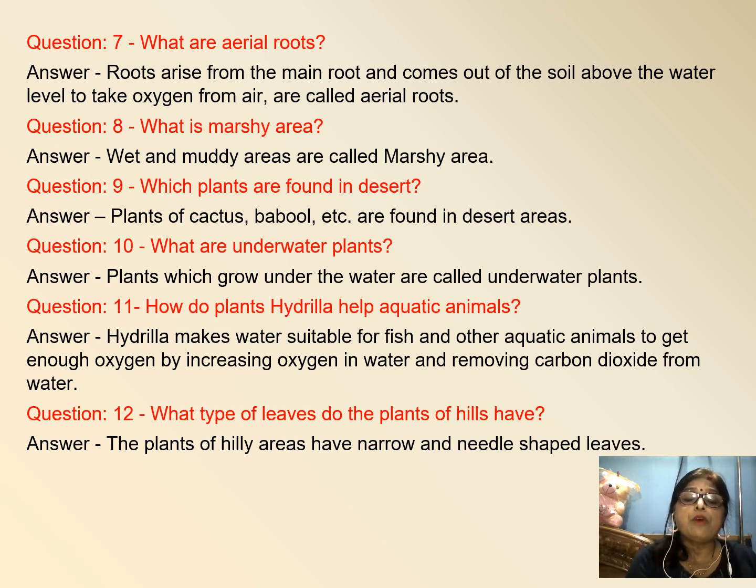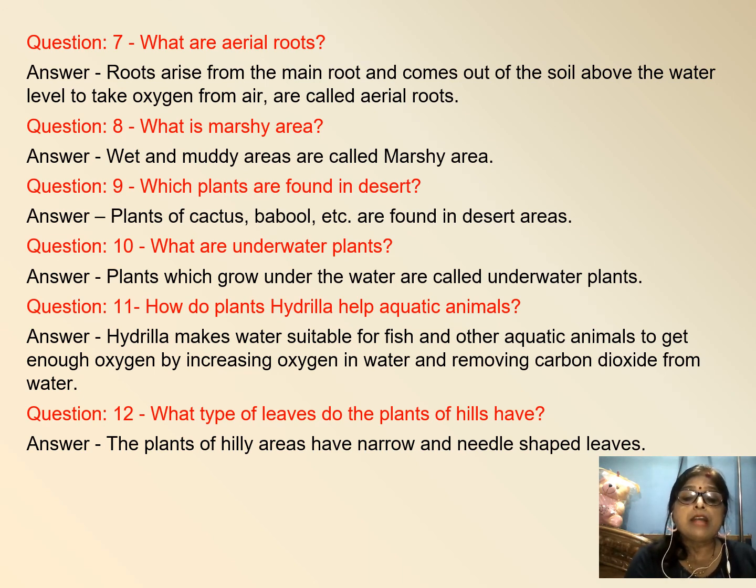Which plants are found in desert? Plants of cactus, babul, etc. are found in desert. What are underwater plants? Plants which grow under the water are called underwater plants. How do plants of hydrilla help aquatic animals? Hydrilla makes water suitable for fish and other aquatic animals to get enough oxygen by increasing oxygen in water and removing carbon dioxide from water.